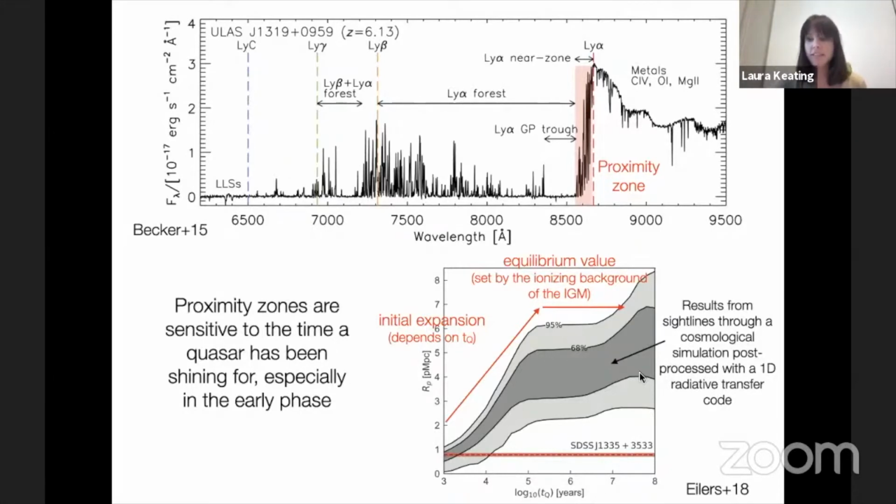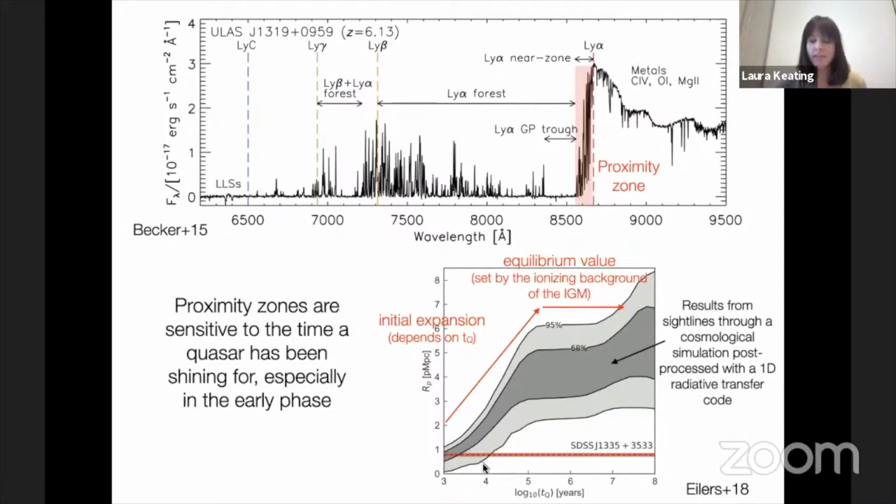And in gray here are results from sightlines from cosmological simulations post-processed with a radiative transfer code to mimic ionization by the quasar. And what you see is for shorter lifetimes, less than 10^5 years or so, the proximity zone grows as the quasar has been shining for longer. And then eventually you reach this equilibrium value, which is set by the ionizing background in the IGM, where you're not so sensitive to the quasar lifetime anymore.